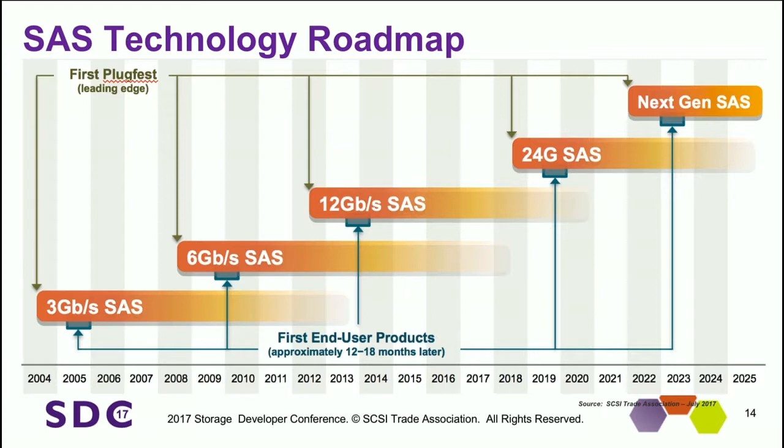So you can have an expander. You can plug the expander into a SAS HBA. You can also plug that expander into PCI Express lanes, and then you can mix and match. So it really does two functions. It does PCI Express switching and SAS switching in the same expander.